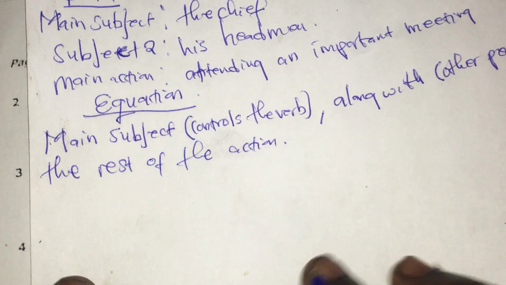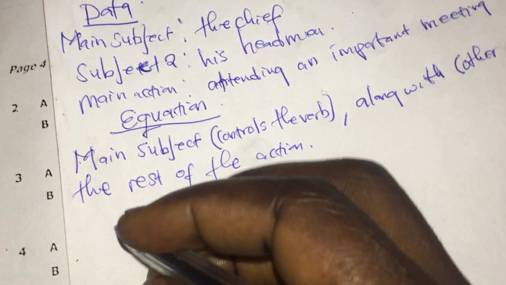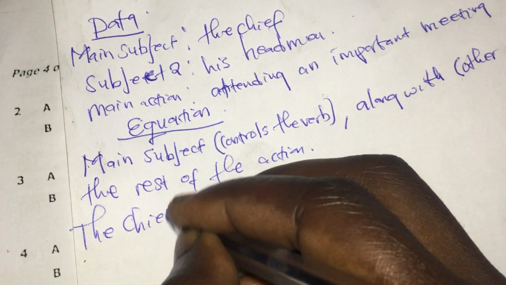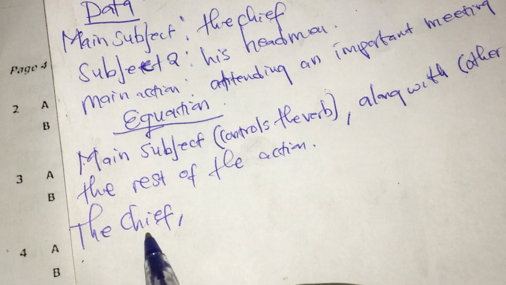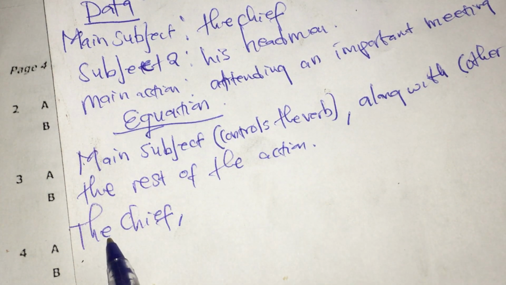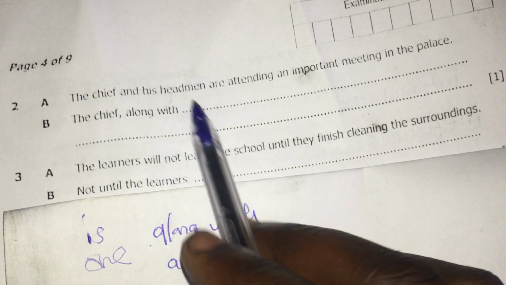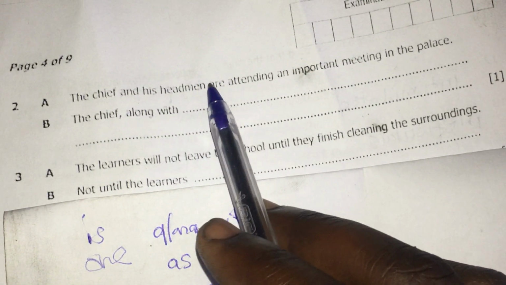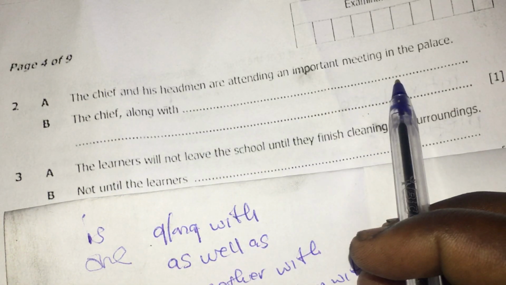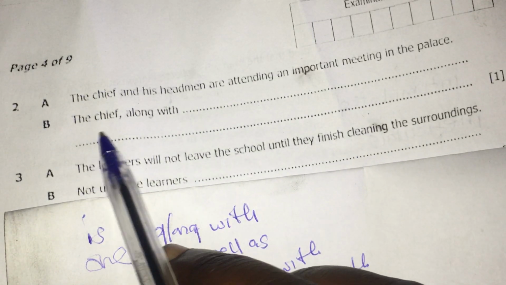Now let us solve it. So the chief along with, so let us start. We're going to say the chief, comma. The main subject controls the verb. So here the chief. No wonder if you check here, there's a word "are". They want to see how clever you are. Here it says the chief, so the main subject controls the verb. Here it won't be "are", but it will be "is", because the main subject controls the verb.